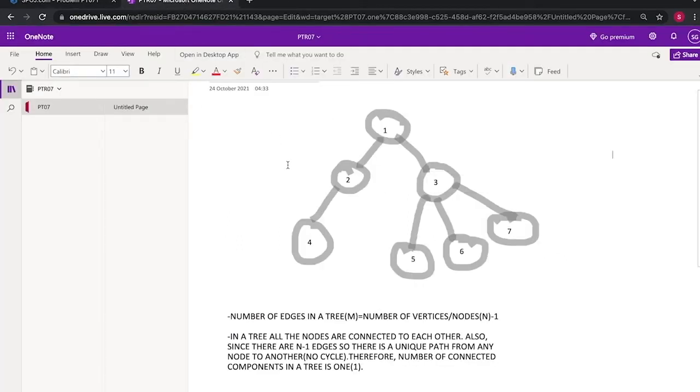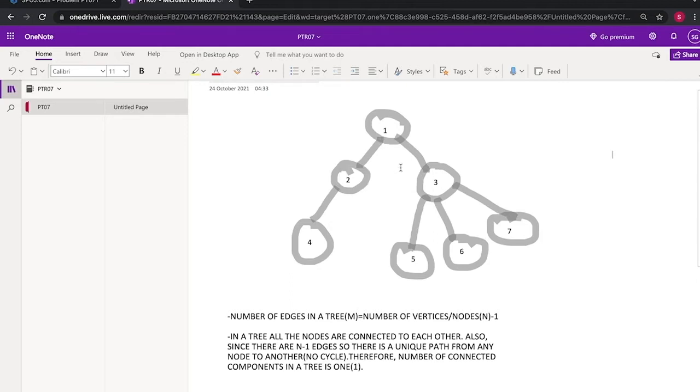This is the example. So we can clearly observe from the example that the number of edges in a tree is equal to the number of nodes minus 1. Here the number of nodes is 7 and the number of edges is 1, 2, 3, 4, 5, 6. So 7 minus 1 is 6. Also, in a tree, all the nodes are connected to each other. So the number of connected components in a tree is equal to 1.